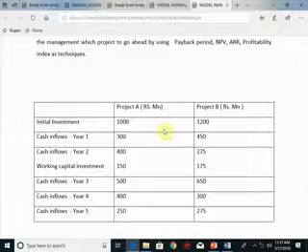Calculate project B also. How much is the discounted payback? The discounting factor you already have. For both projects the discounting factor is the same, 10%. Therefore, you have to calculate only what? The discounted cash flow, because their cash flows are different. How to calculate the discounted cash flow? Whatever the future cash flow is, multiply it by the discounting factor. Then you get the discounted cash flows. Then, based on that, calculate the accumulated discounted cash flow.